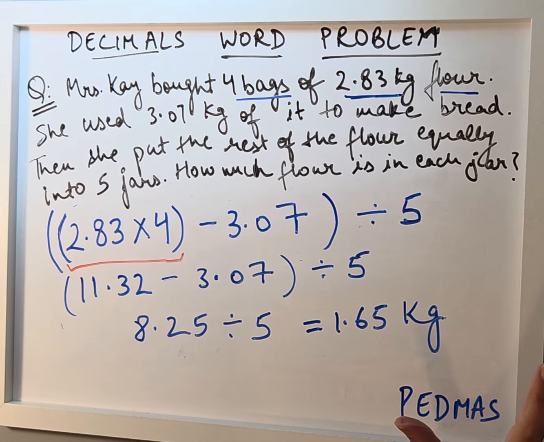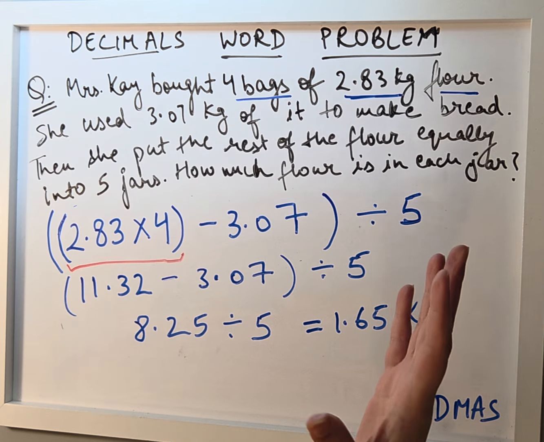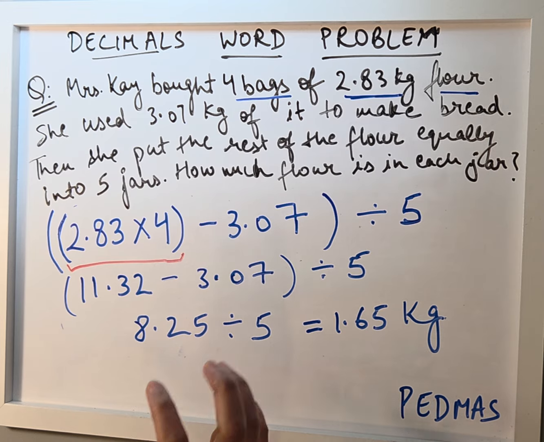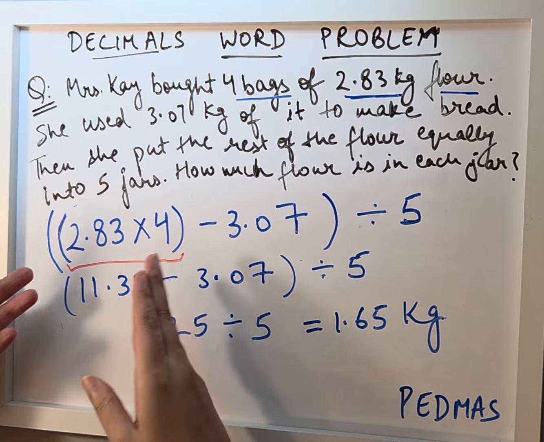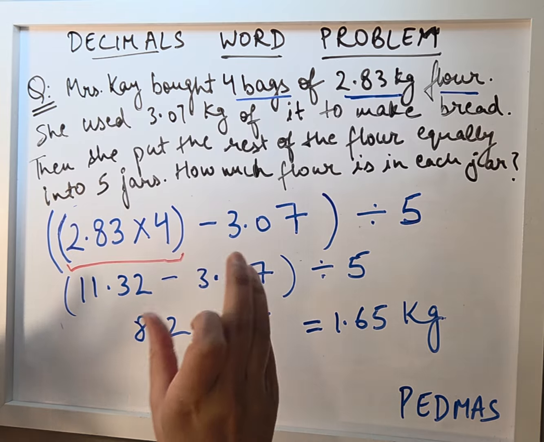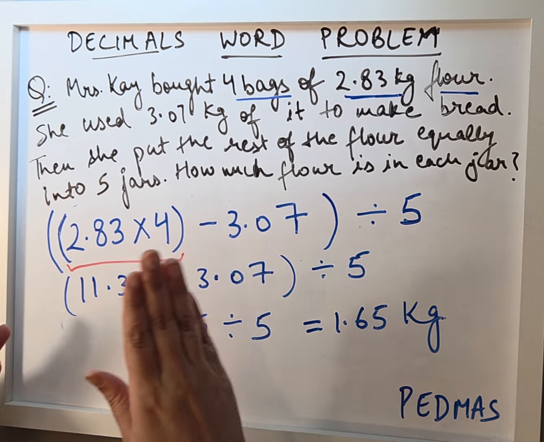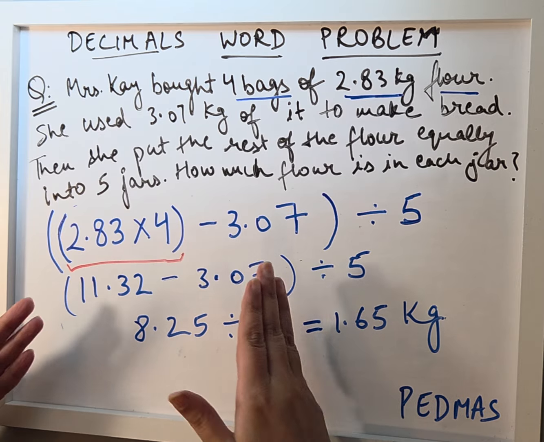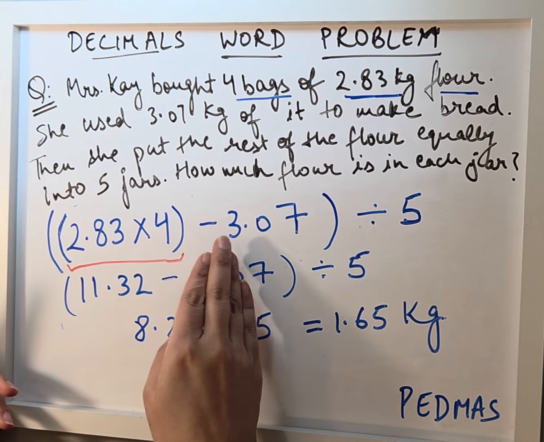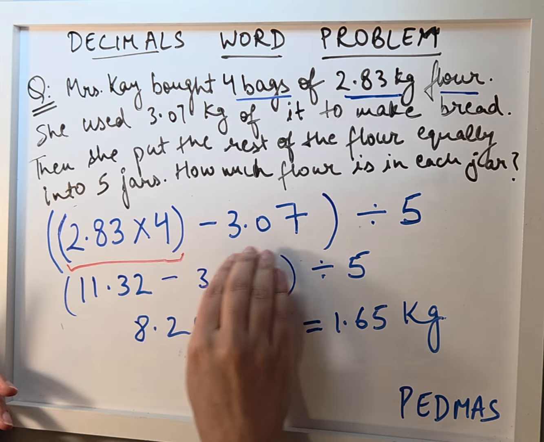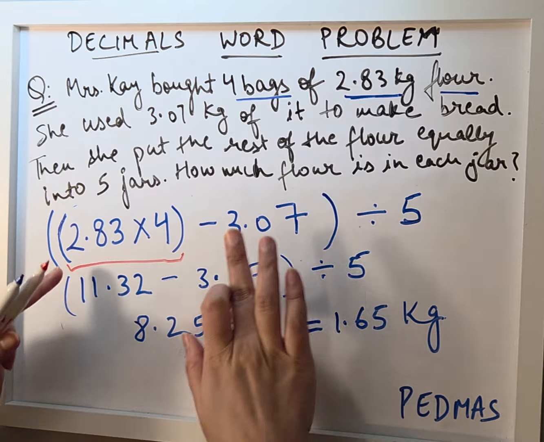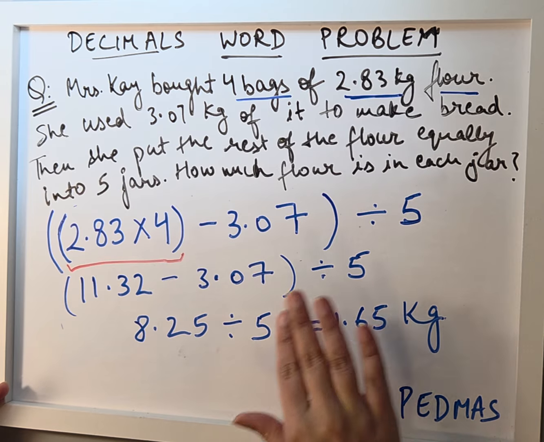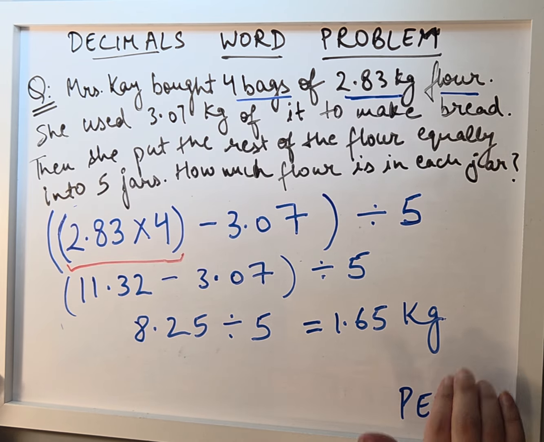Okay. So this might seem daunting at first, but we have to see step by step. Okay. So how much flour first she had, and out of that she used some, and after using, whatever was remaining, so if she used something, we will have to decrease that value from the total value, right? So after using, whatever is remaining, that is divided into 5 jars. Okay, so that's how we get 1.65 kgs.